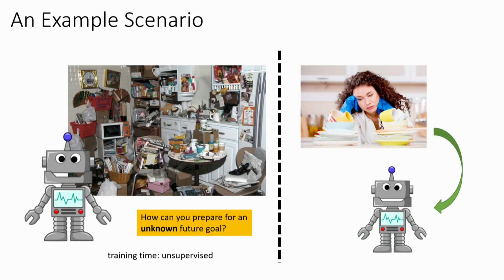So let's come back to our example scenario. We have our robot. At training time, it's not given any objective, and it needs to prepare for an unknown future goal. So if we approach this problem pragmatically, maybe one of the things that we need to think about is, before we even imagine how we're going to explore this environment, we need that robot to somehow receive objectives from its user at test time. So when I come home and I want to tell the robot to do the dishes, I need to have some way to communicate that to the robot.